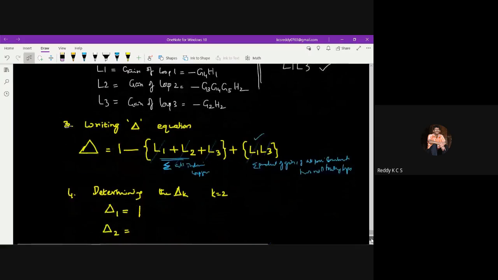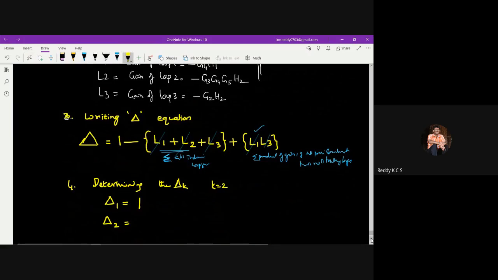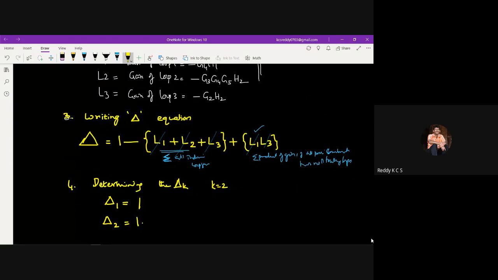So for that, the second del equation can be written as 1 minus L1, kept like that. L2 will be removed, L3 is also removed, and the combination of L1 and L3 will also be removed, because L3 is touching. So what is the del 2 equation which you got? Del 2 is 1 minus L1. So this is how you need to write the del 1 equation, del 2 equation, and all those.